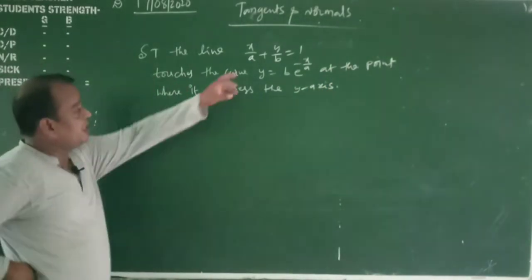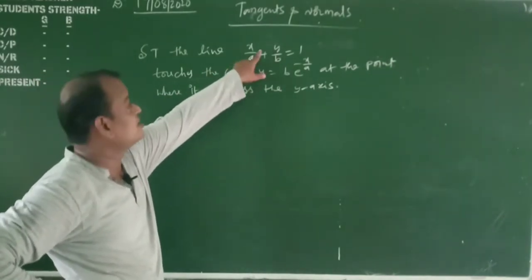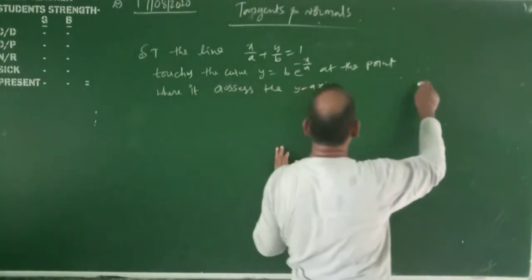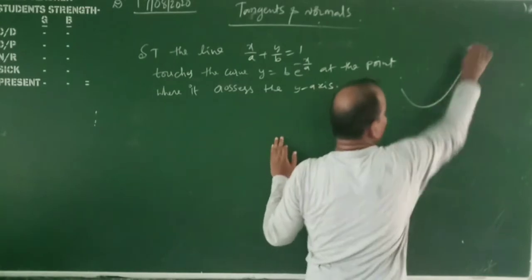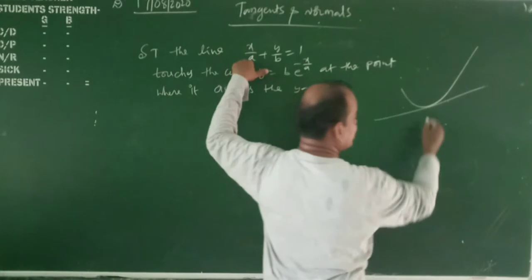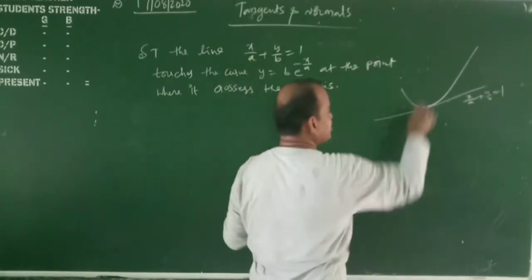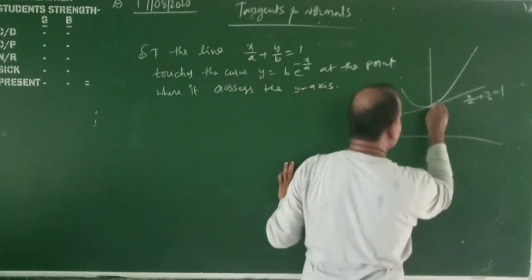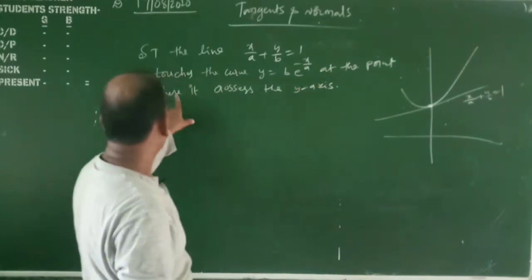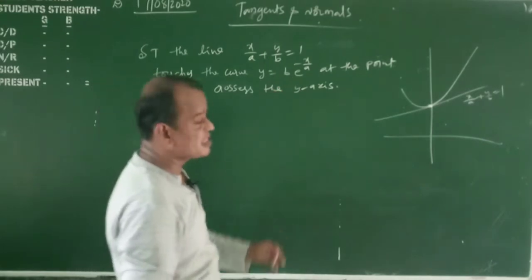Show that the line x/a + y/b = 1 touches the curve, meaning this is the tangent. Suppose this is the curve. This line touches it, and touching means 100% tangent, that is x/a + y/b = 1. We look at where the curve crosses the y-axis, meaning it intersects the y-axis.